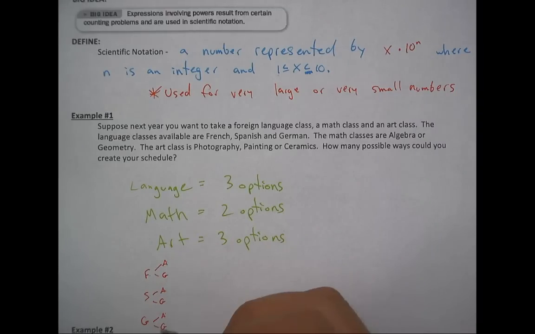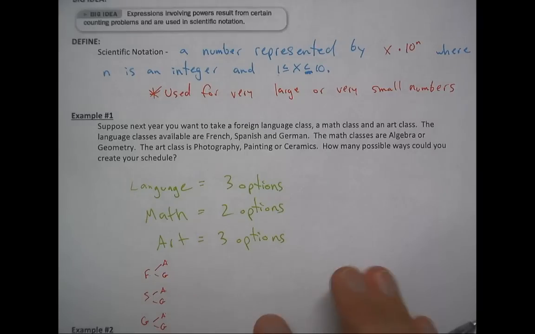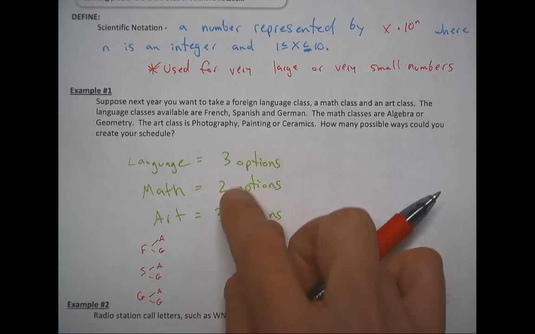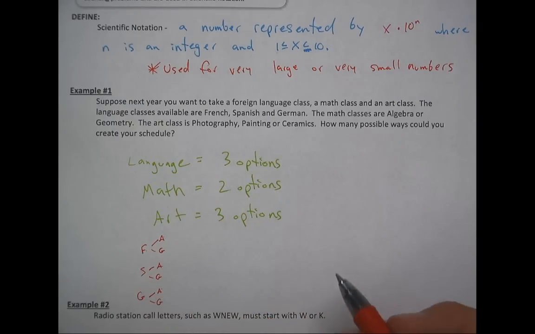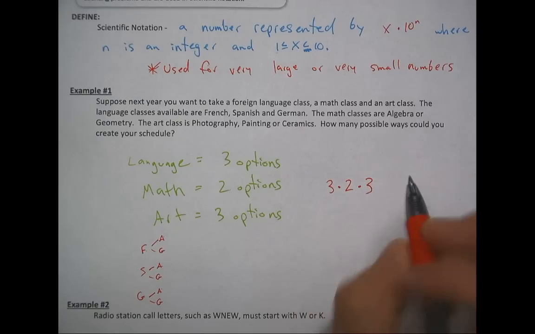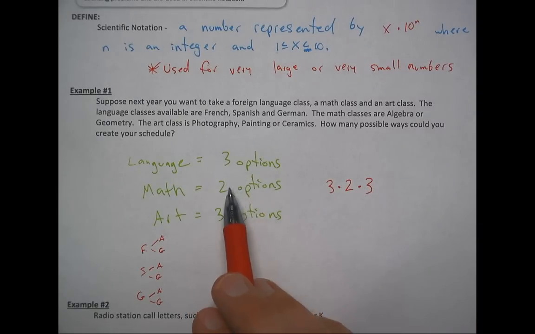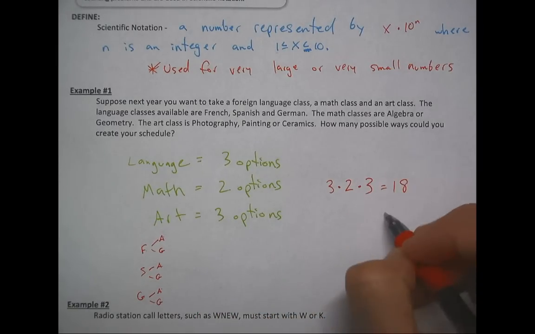So if you think about it, you have 6 right now, and each one of those is going to branch out by 3, and that creates 18 total. This is called a tree diagram, and that's one way to go about it. But all we have to do using the counting principle is multiply the number of options in each set, and it's going to give you the total. So 3 times 2 times 3: 3 language options times 2 math options times 3 art options gives 18 possible schedules.